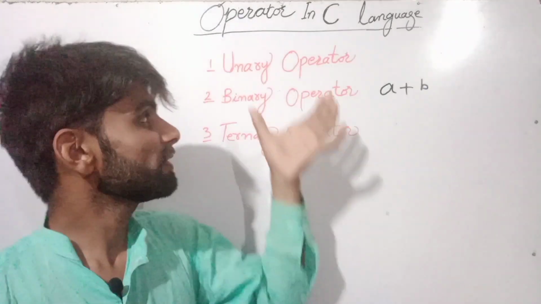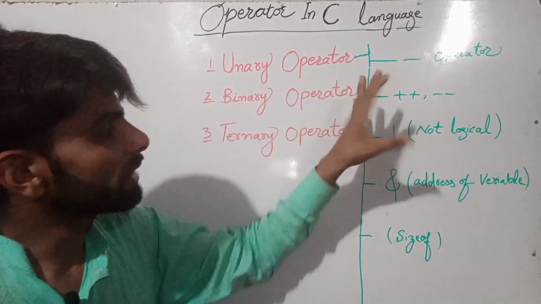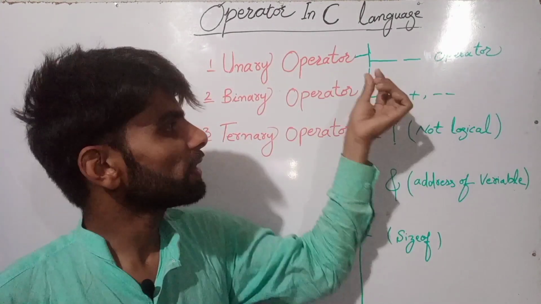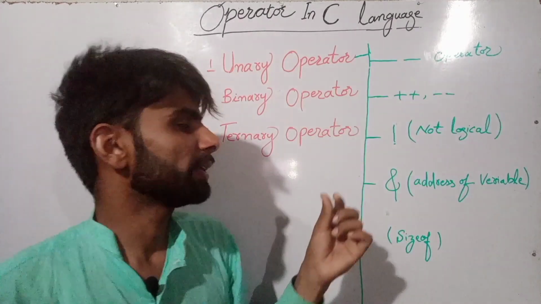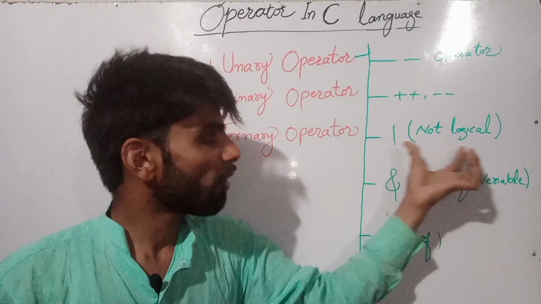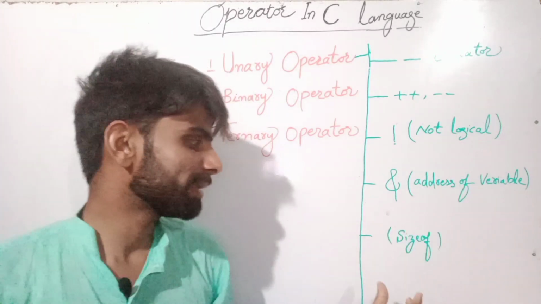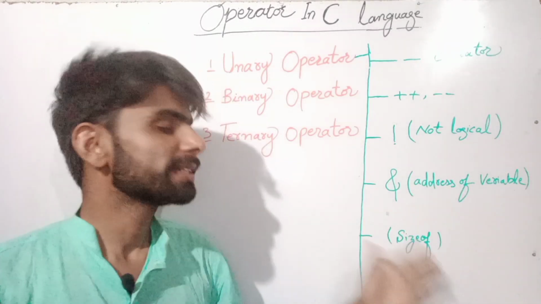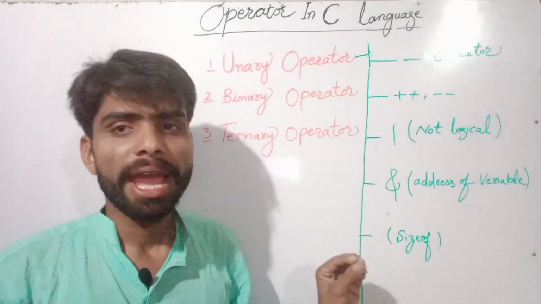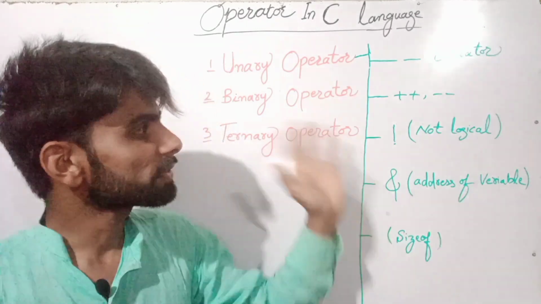Now let's understand what unary operators are. There are five types where we need only one operand to do the calculation. The first one is the minus operator, the second one is the increment and decrement operators, the third one is the logical not operator, the fourth one is the address-of operator, and the fifth one is sizeof. These are the five unary operators where we need only one operand.